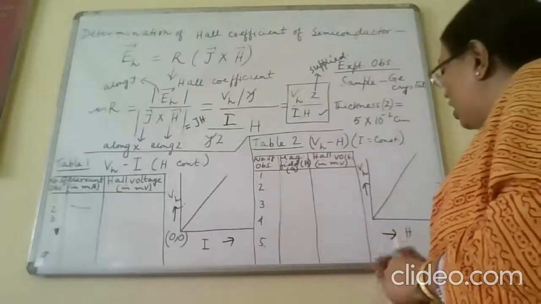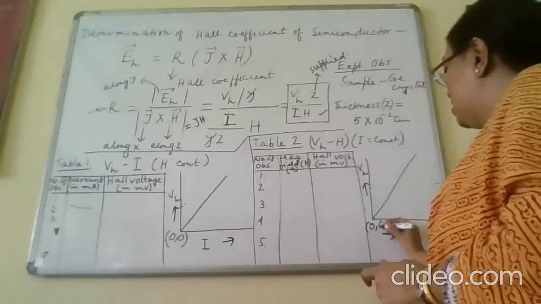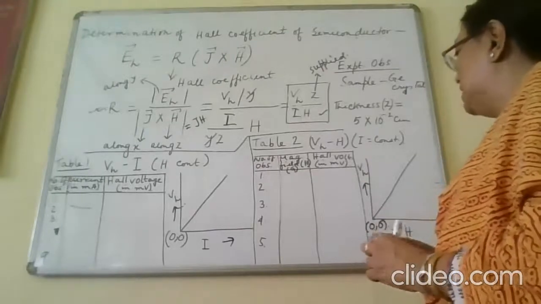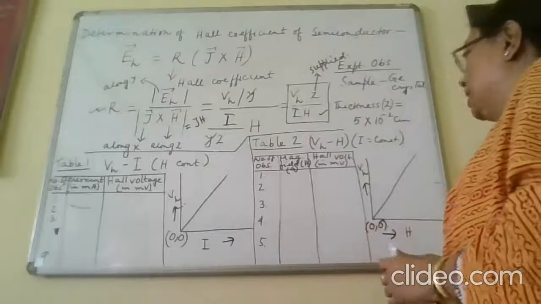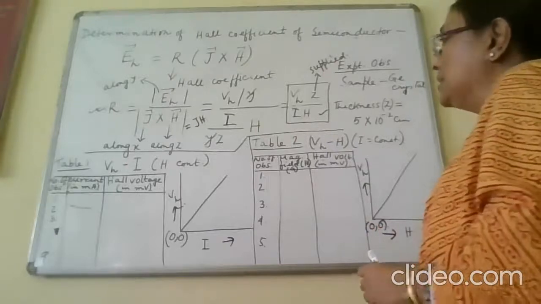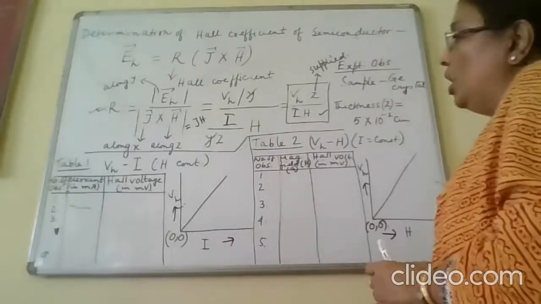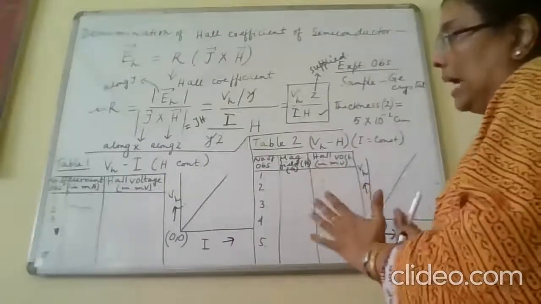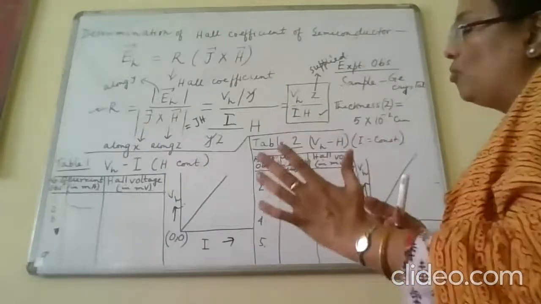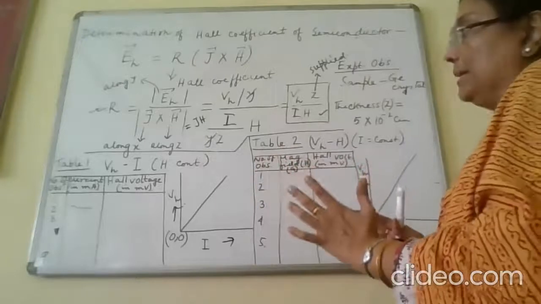And again it will also pass through the origin in the form of a straight line, the variation of VH and H, provided our data collection is correct. Okay. So before coming to this data exactly, let us now move to the setup, how to collect the data.